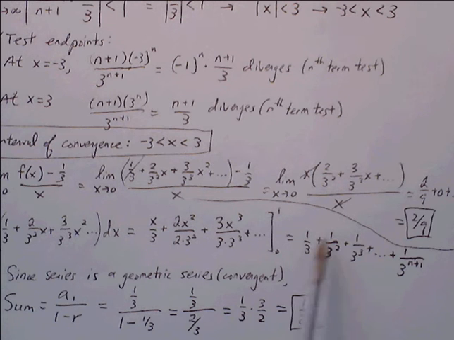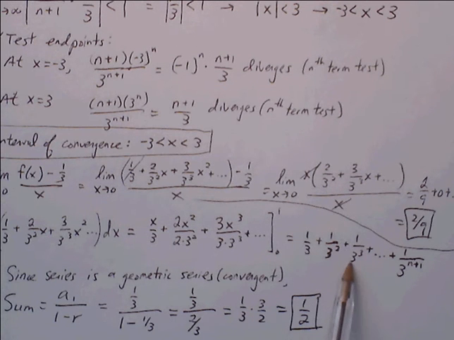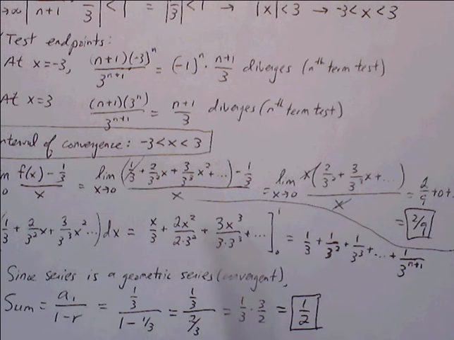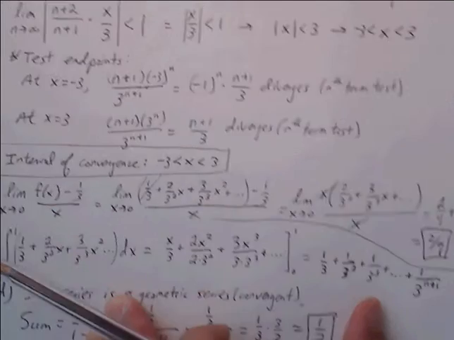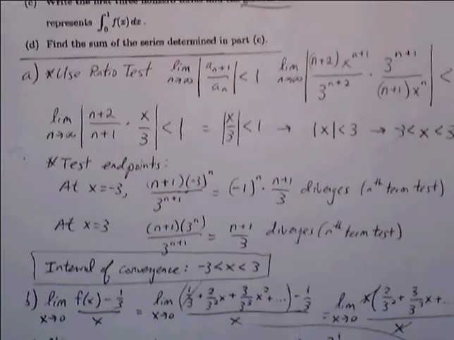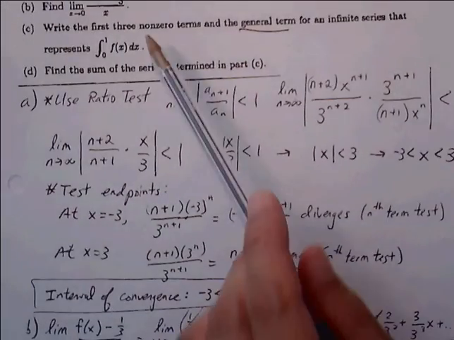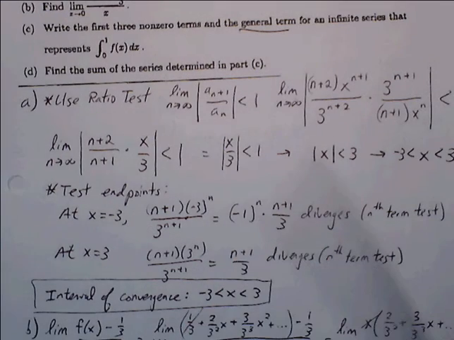We're left with 1/3 plus 1 over 3 squared plus 1 over 3 cubed plus dot dot dot. And the general term is 1 over 3 to the n plus 1. Okay. All right, so there's our general term, and there's the first 3 non-zero terms that we found. And now we need to find the sum of the series given in part C.